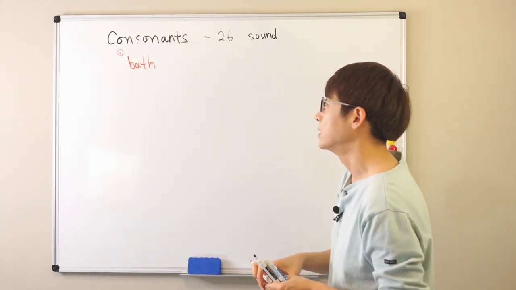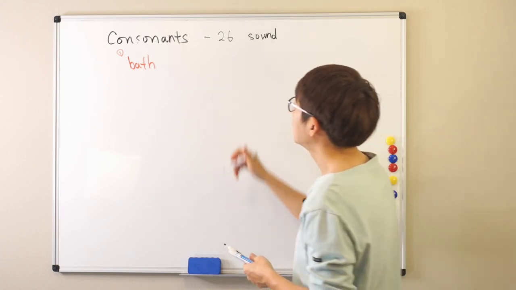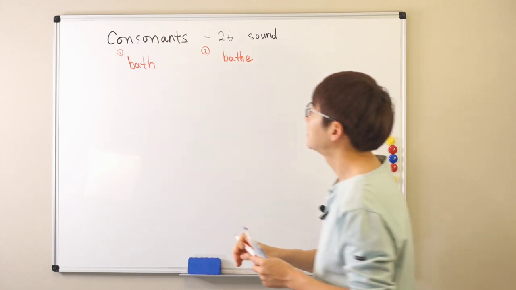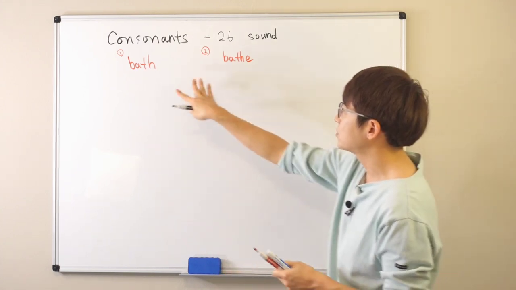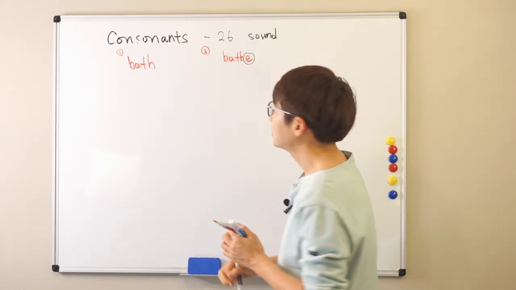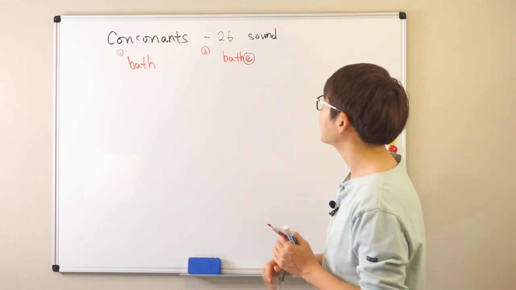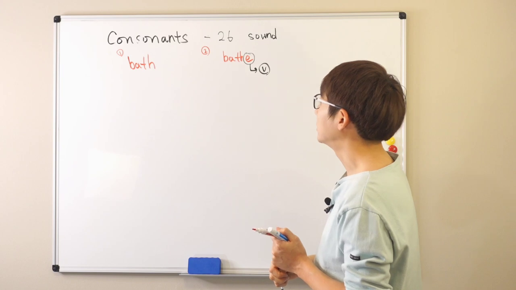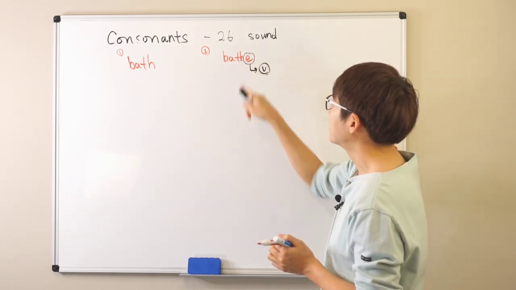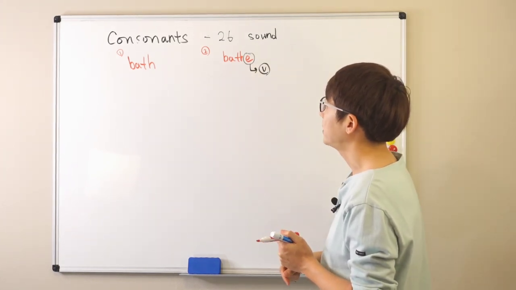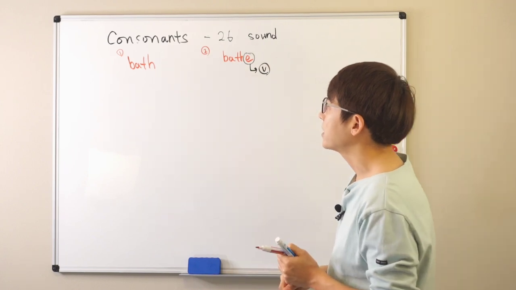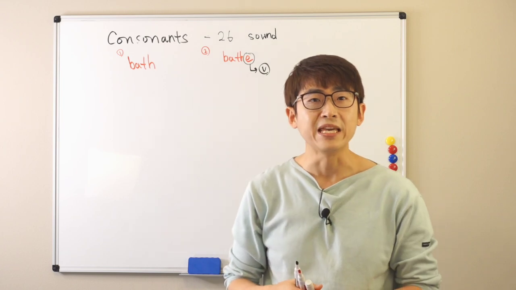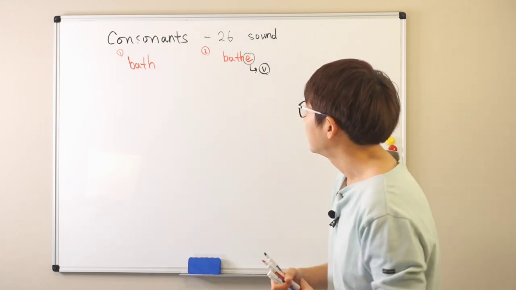The first word is this one, b-a-t-h. And the second word is this one. And the only difference between these two words is the letter E at the very end. And this is a suffix that makes a noun a verb. So this one makes it into a verb, have a bath. And the first one, the pronunciation is bath. And the second one, the pronunciation is bathe.